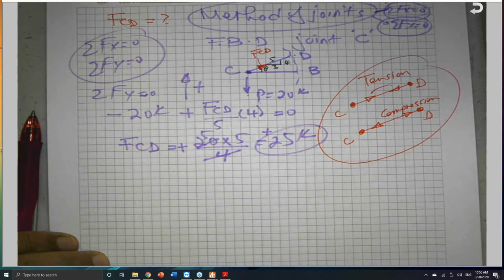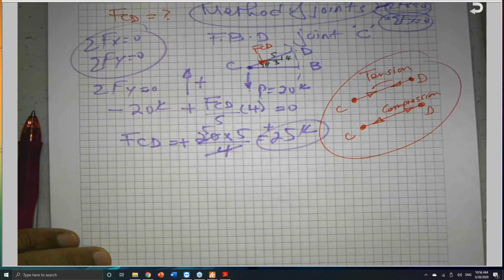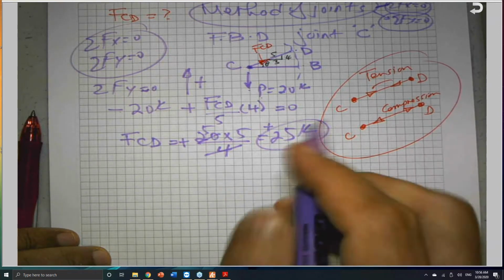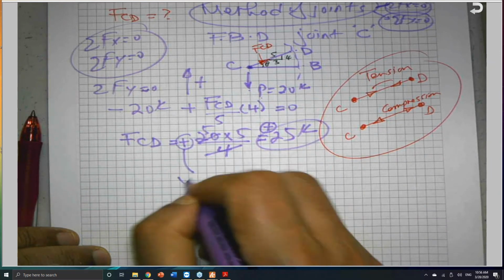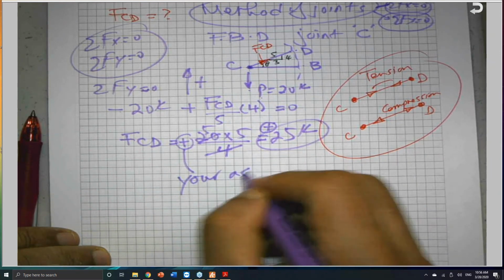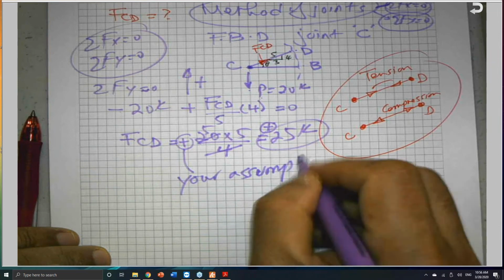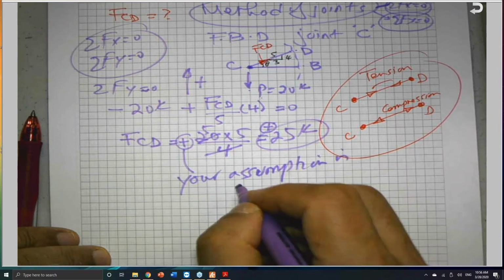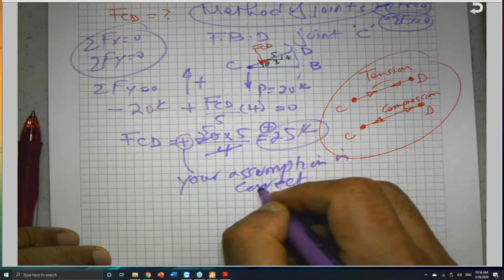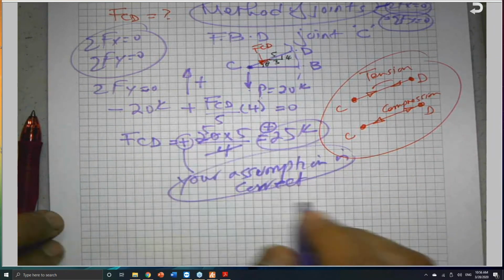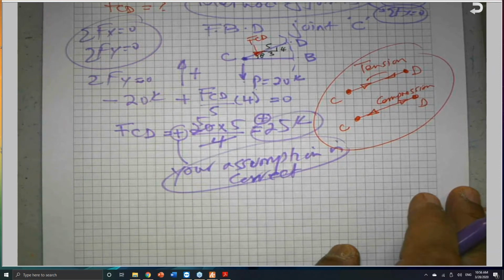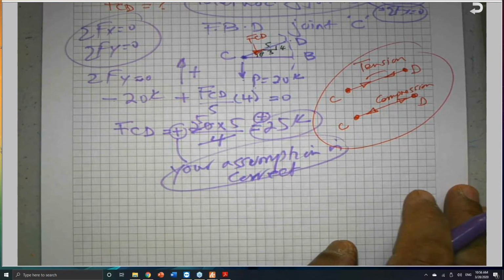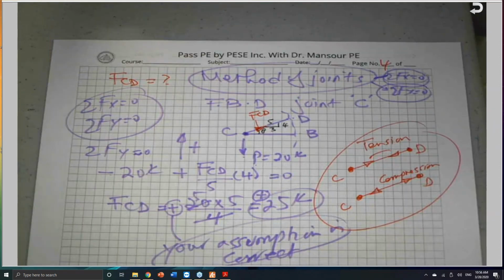Sometimes we don't know the direction of the force or the sign of the force. In this case, you can assume it. If you end up with a positive, like this, that means your assumption is correct. If you end up with a negative, and sometimes we do, that means my assumption is not correct and I will reverse the sign. Make sense? So I need you to be aware of that.